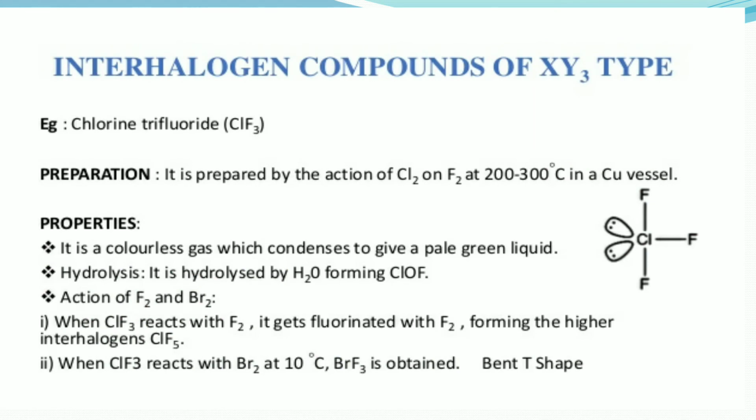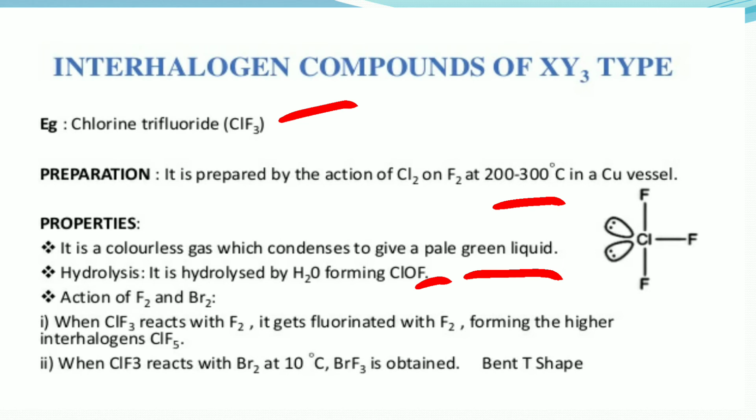Next interhalogen compound is AXY3 type. Example is chlorine trifluoride. Preparation: it is prepared by the action of Cl2 and F2 at 200 to 300 degrees Celsius temperature in a copper vessel. Properties: it is a colorless gas which condenses to give a pale green liquid. Hydrolysis: it is hydrolyzed by water forming ClOF molecule.